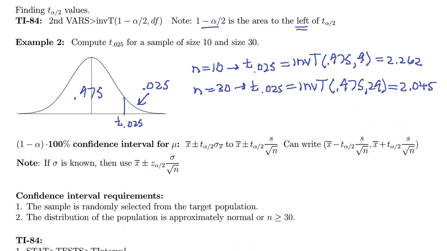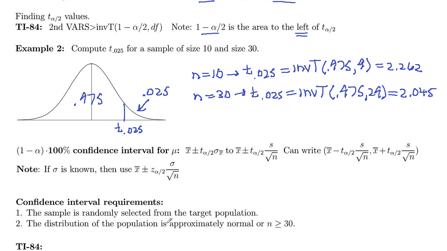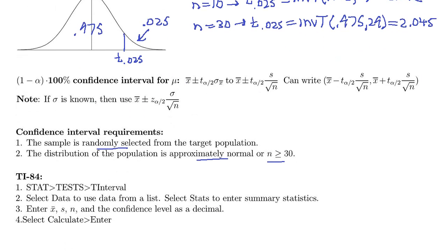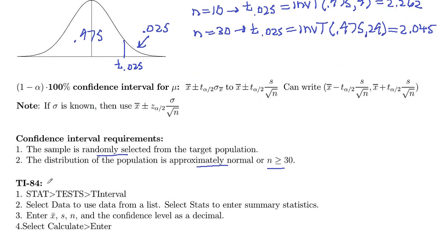And then also your confidence interval requirements here. We have to have a sample that is randomly selected from the target population, and the population is approximately normal or n is greater than or equal to 30. We mentioned those up above. And then we can use a calculator shortcut, using STAT TESTS, TInterval, in order to find this. So now let's go back to that first example and we can finish up.